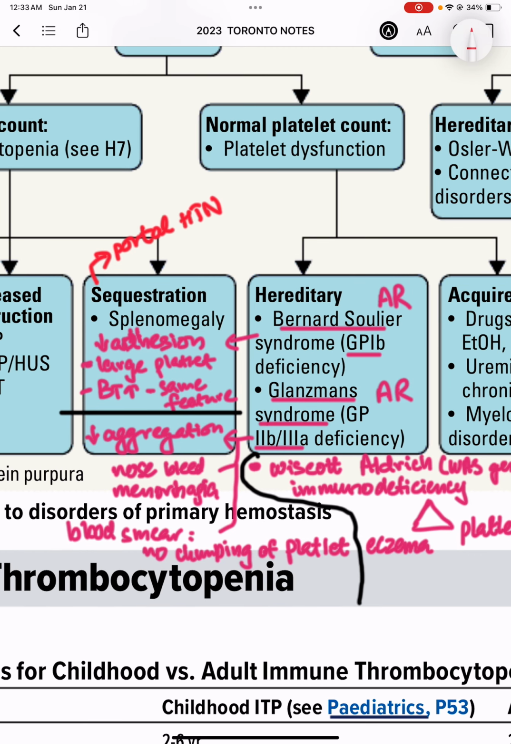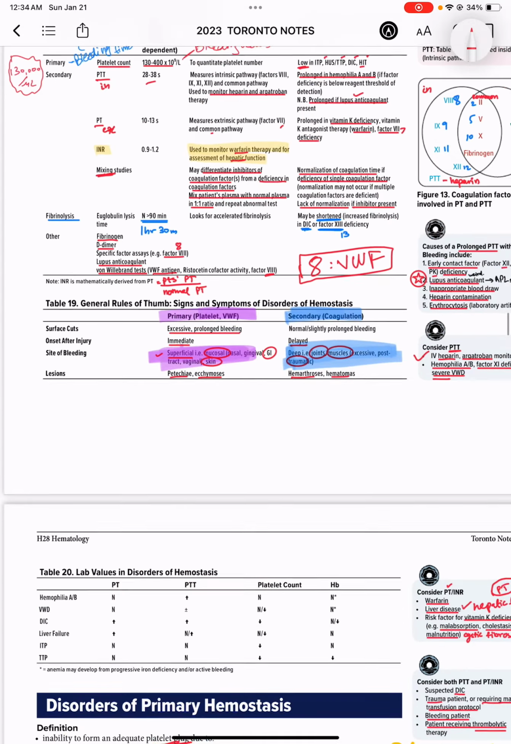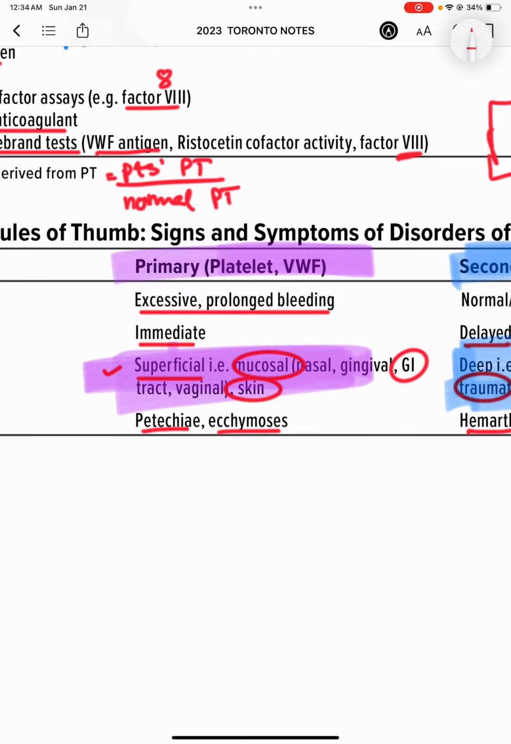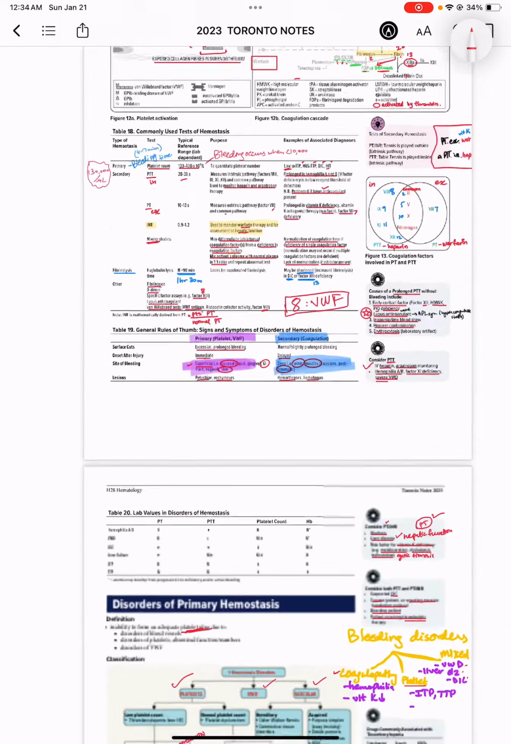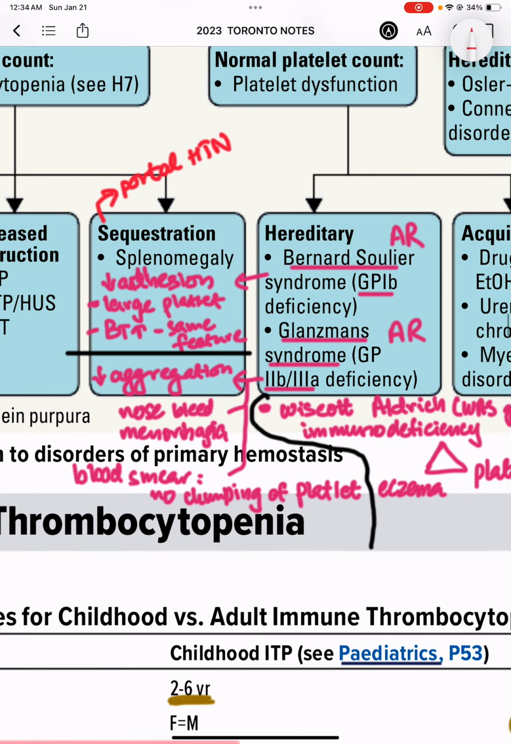Bleeding time would be increased also, and it would have the same features as the primary hemostasis problems, which is mucosal bleeding, and that might include nosebleed, menorrhagia, and GI bleed. So the ones we read about in primary hemostasis: superficial, mucosal, nasal, gingival, vaginal bleeding, and skin bleed. This happens here in the platelet adhesion problems.